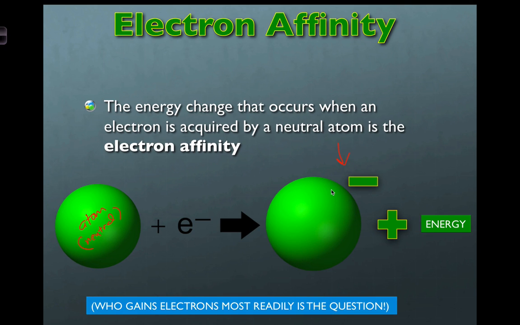So imagine the question, who gains electrons most readily? So halogens, group 16, group 15, they're really close to having their outer orbitals filled. And if they get those electrons, they're going to be happy because then they're going to be like the noble gases in group 18. And they're going to let off a sigh of relief. And that's the energy we're talking about.